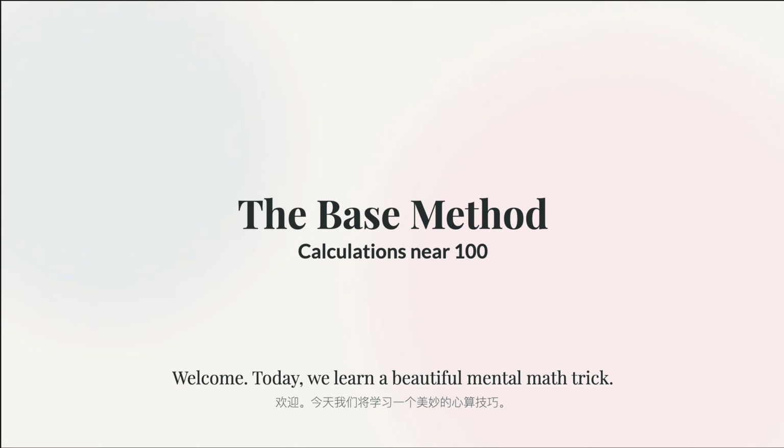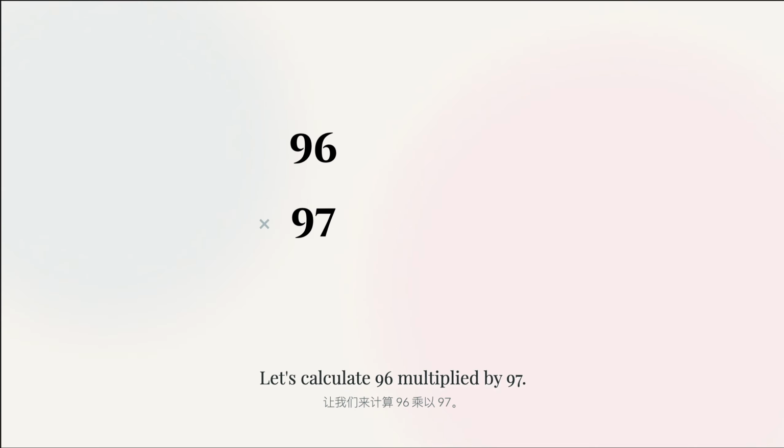Welcome. Today, we learn a beautiful mental math trick. Let's calculate 96 multiplied by 97.